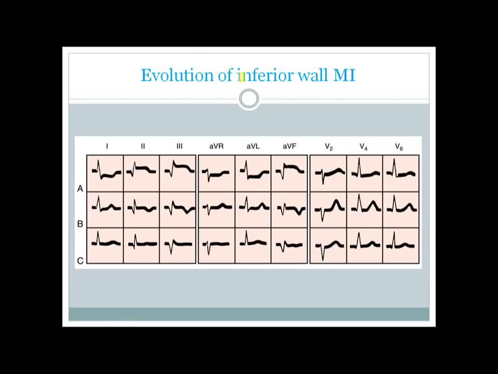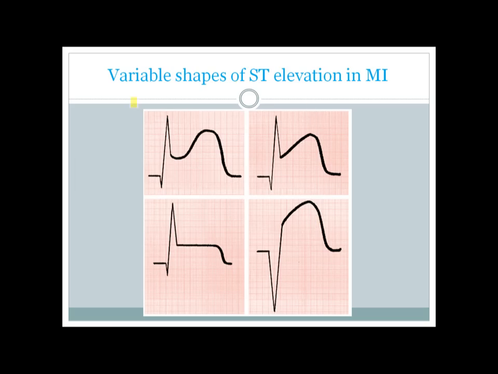Now you can see the evolution of inferior wall MI. Why are we calling it inferior MI? Because you can see some ST elevation in leads 2, 3, and AVF. You can see the ST elevation here, here, and here. Those ST elevations are replaced by T inversions after some time. And ultimately, those changes will be normalized after days or weeks.